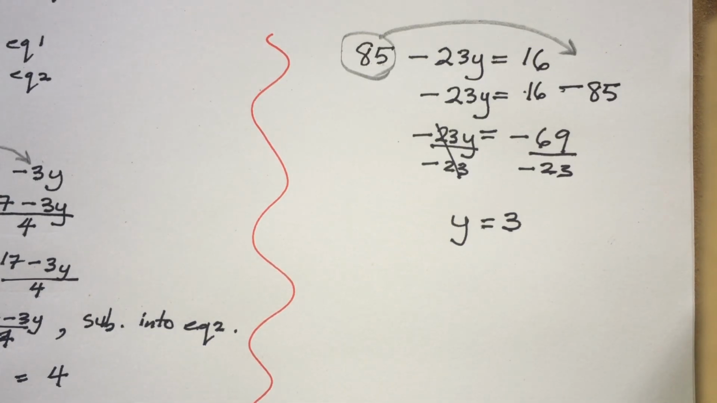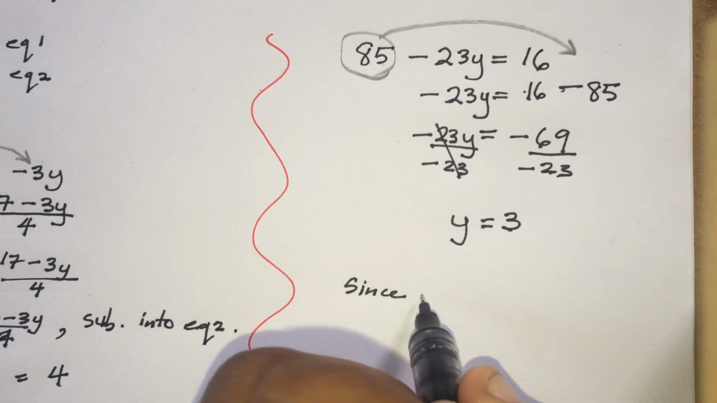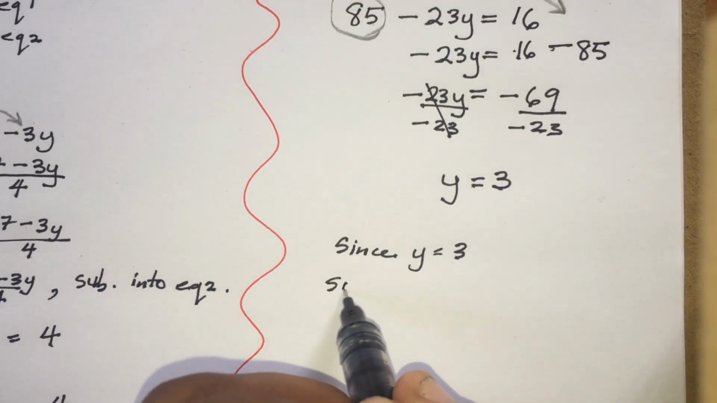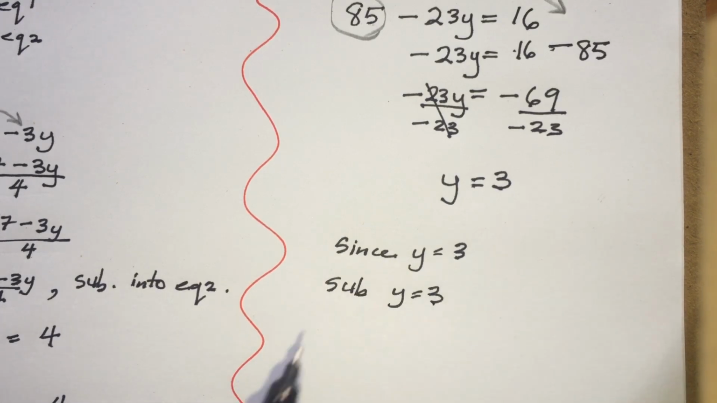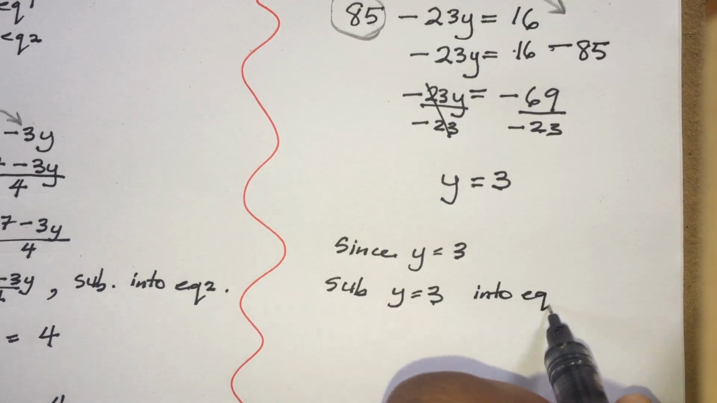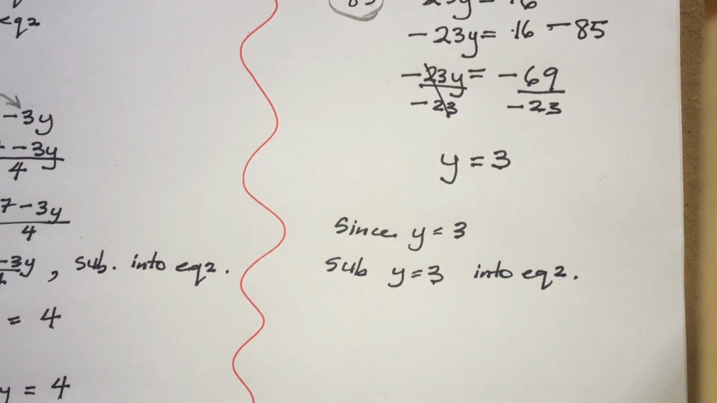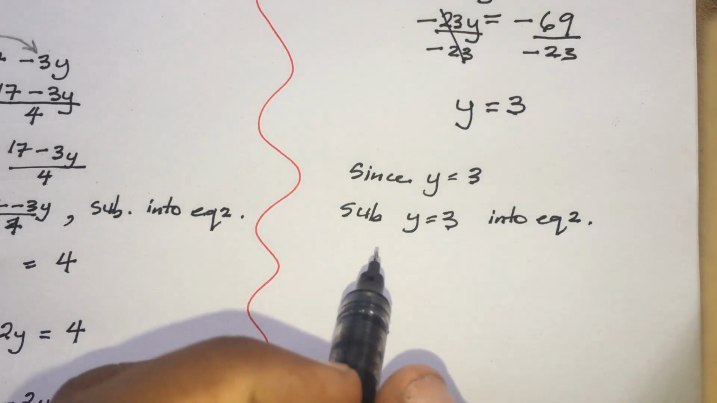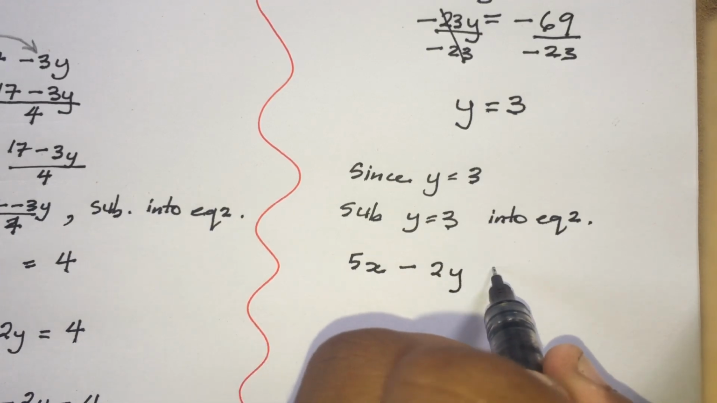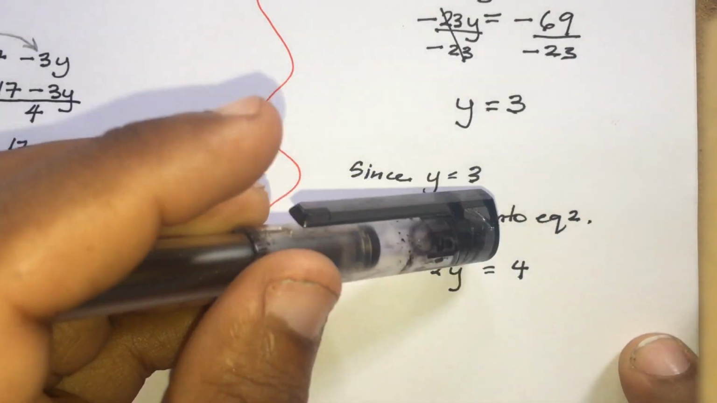We just need a value for x now. So since y is equal to 3, we're going to want to substitute y equals 3 into any equation. And I'm going to pick equation 2 because it looks simple. Right? And we've done a lot of work already. So I'm going to rewrite equation 2, which is 5x minus 2y is equal to 4. And wherever we see y, we're going to put that 3.